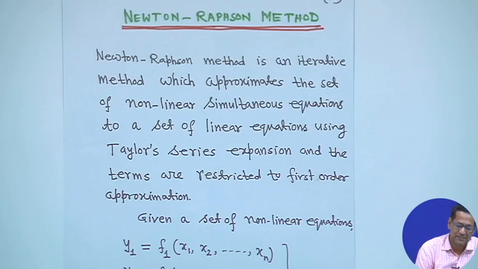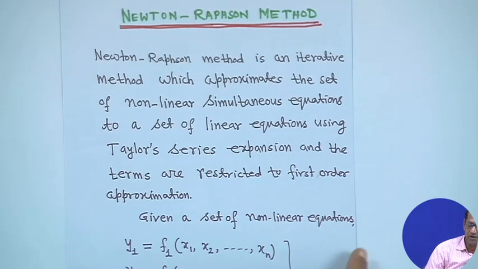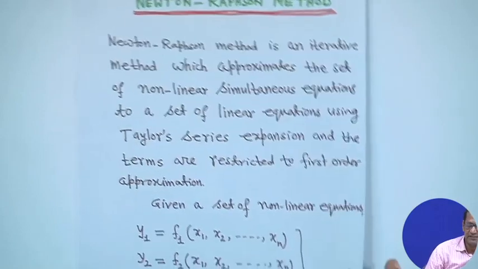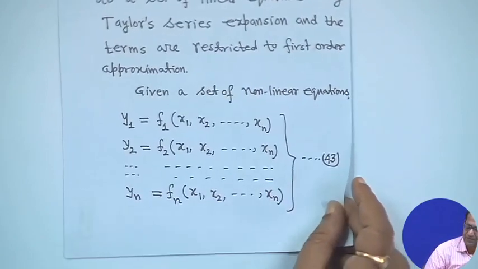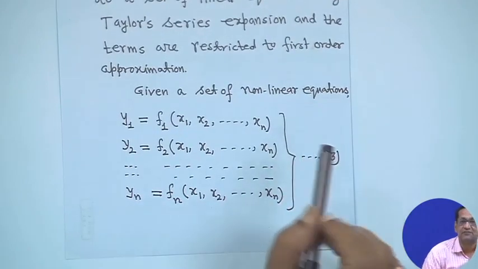It approximates a set of non-linear simultaneous equations to a set of linear equations using Taylor series expansion, and the terms are restricted to first order approximation. We will only consider up to the Taylor series expansion only the first order terms. We will not go for second or higher order. So, for example, given a set of non-linear equations.